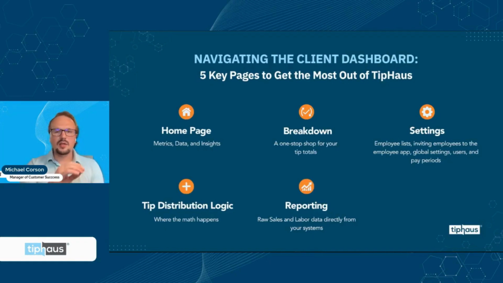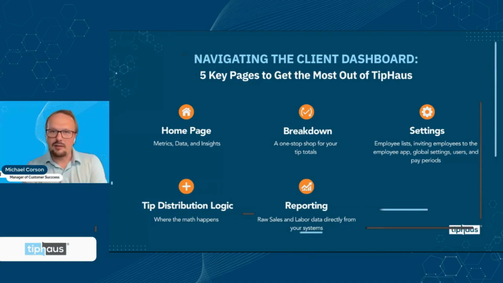On the client dashboard, there are 5 key pages that we want to talk about, and then 2 newer pages that are more in the realm of bells and whistles. So let's go over really quickly the home page, the breakdown, the settings page, the tip logic page, and the reporting page. It sounds like a lot, but hopefully once I'm done going through this, you'll have a clear idea of what each of these pages is for, when you should be visiting these pages, and how you can quickly navigate to the data that you want.